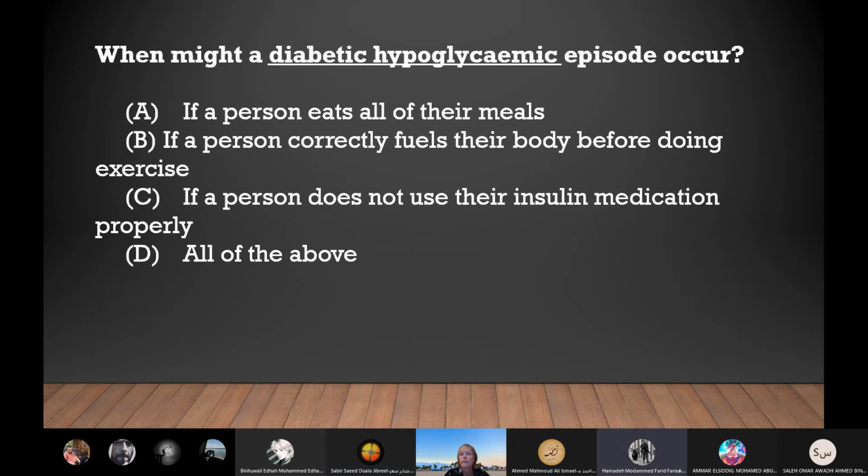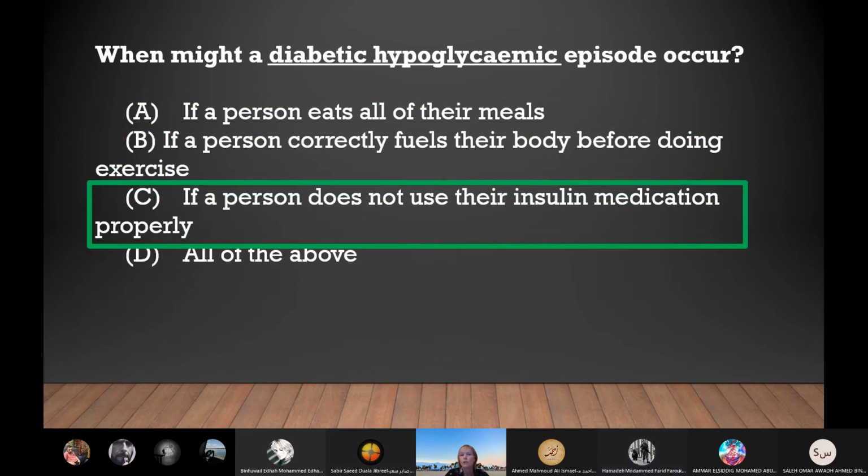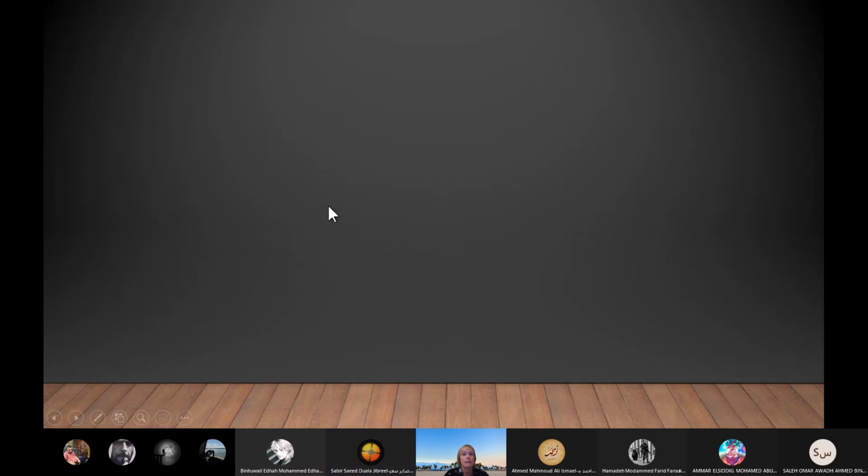If a person does not use their insulin medication properly, maybe they took too much and now they've taken too much sugar out of their blood, okay? Or maybe they didn't eat enough, but yes, that's right.